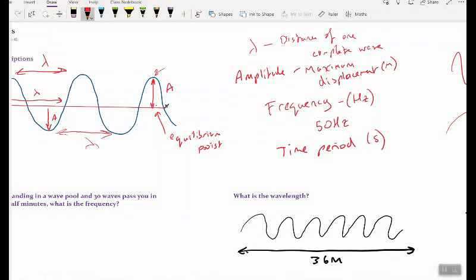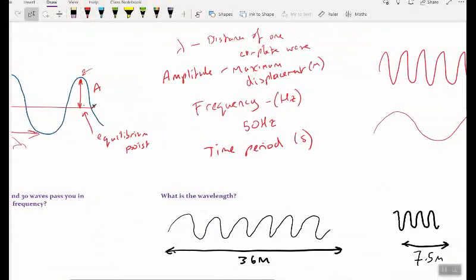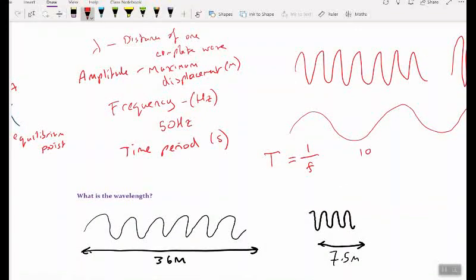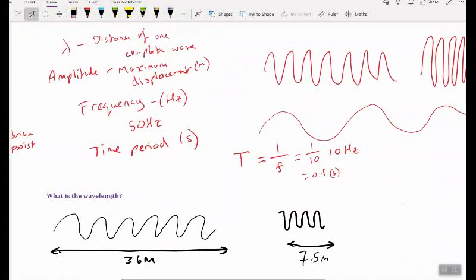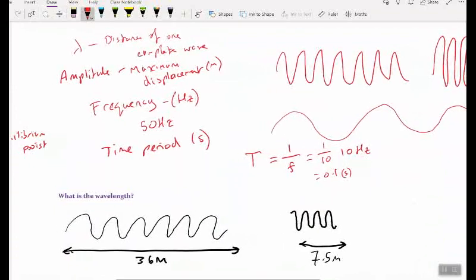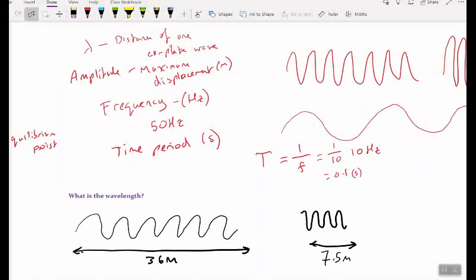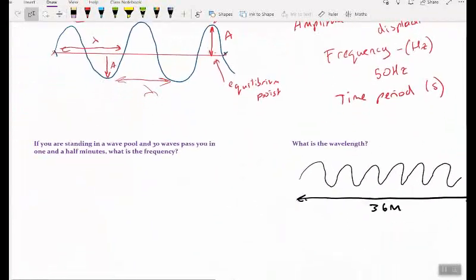So how long does it take for one wave to pass? The time period, we can work it out, is just 1 over the frequency. Let's say the frequency was 10 hertz. That would mean the time period would be 1 over 10, which would give us 0.1 seconds for one wave. So each wave takes 0.1 seconds to pass a point. That would make sense, wouldn't it? Because if it's 10 hertz, that means there's 10 waves per second, so 10 times 0.1 gives you 1. So let's look at some examples.